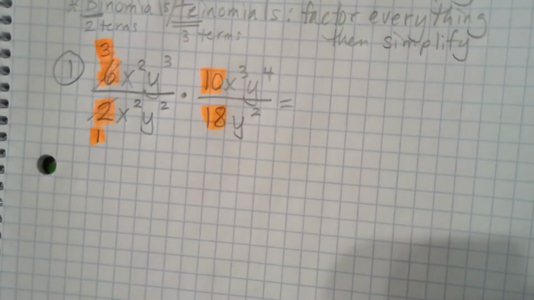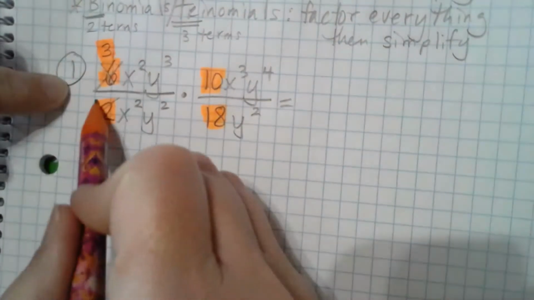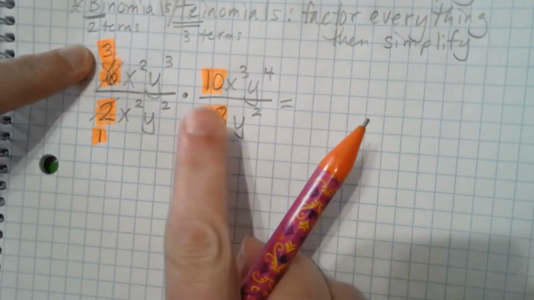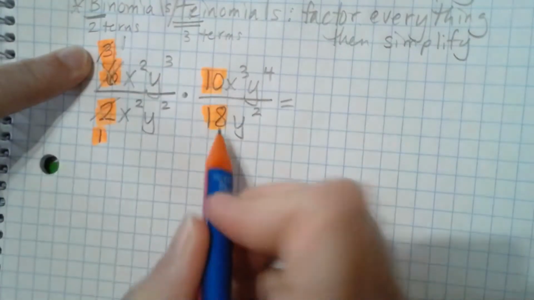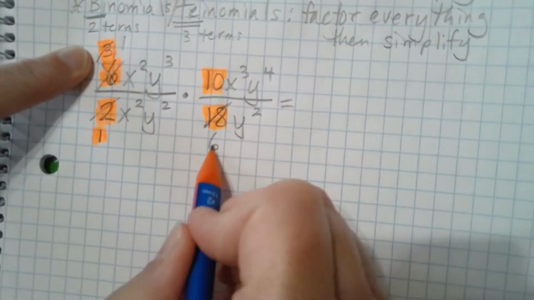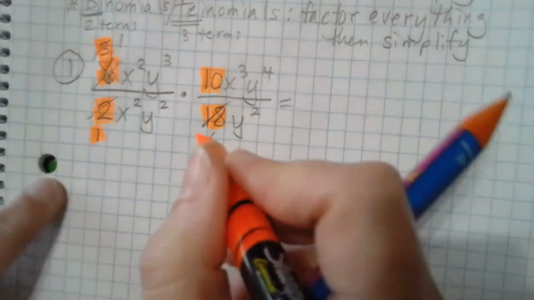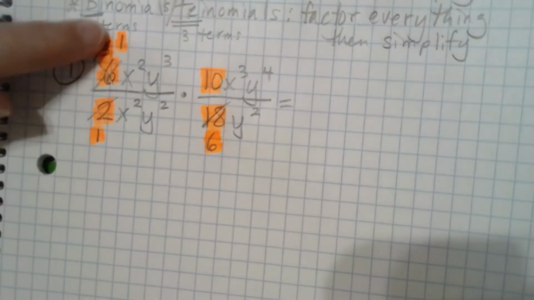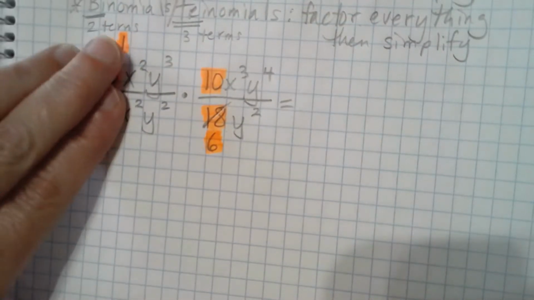Now I'm going to look at this 3 and this 18. 3 and 18 can both divide by 3. 3 divided by 3 is 1. 18 divided by 3 is 6. So now I have a 6 and a 1. Once I get to 1, I can't do anything more with that, right? So these are done. These are gone over here.